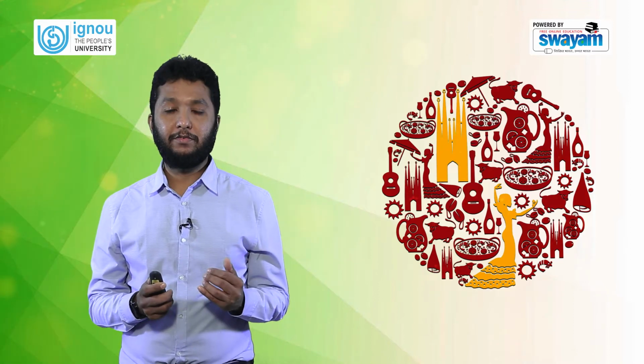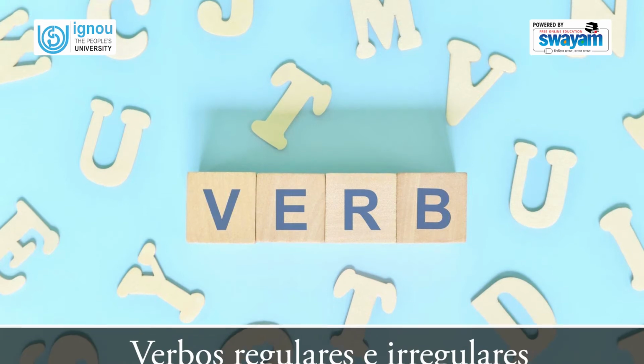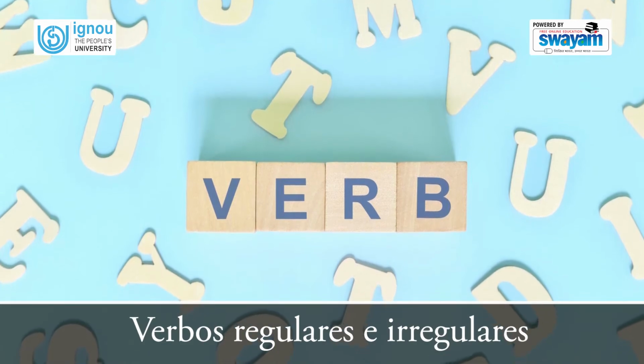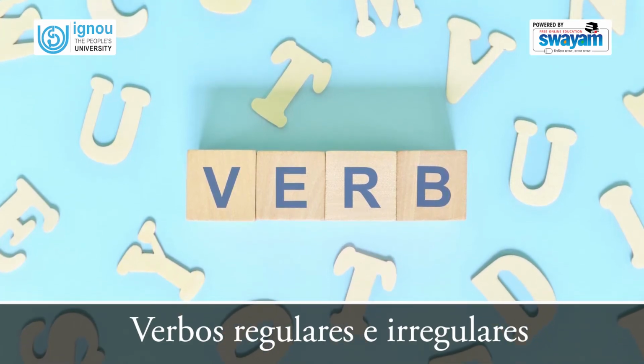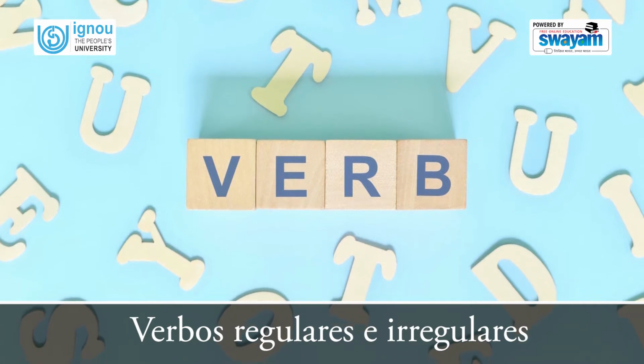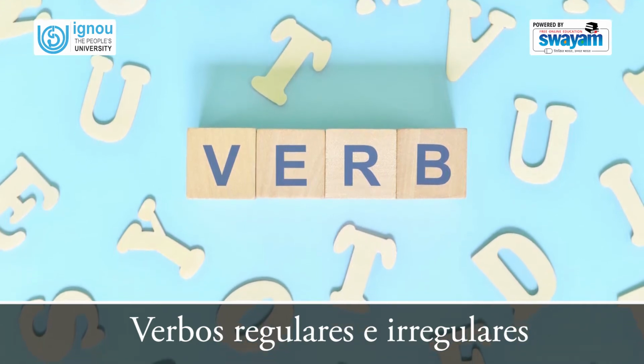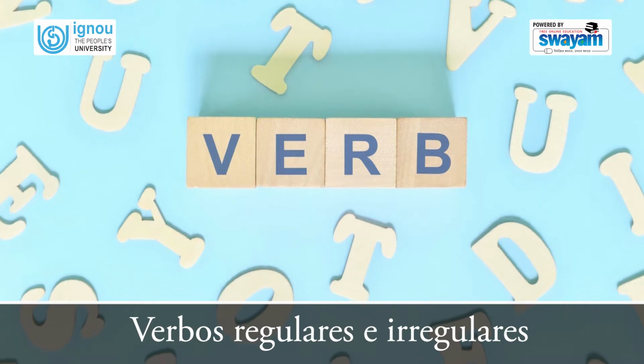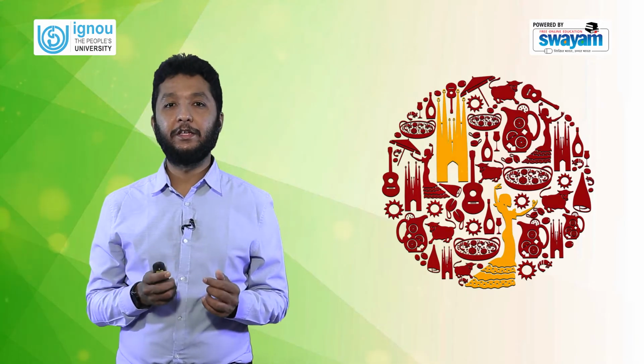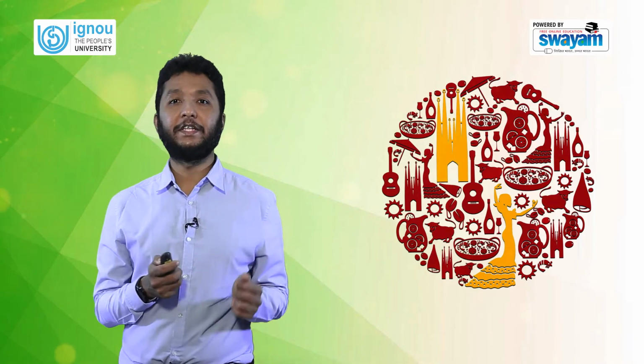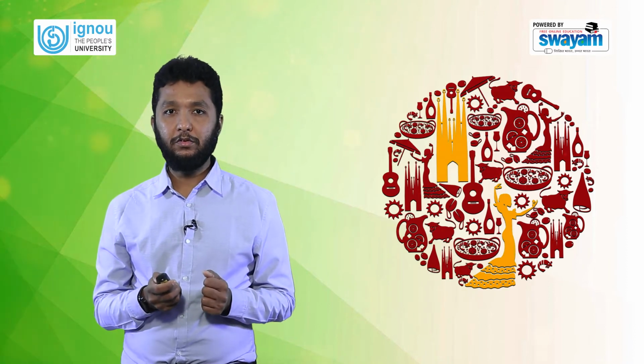In this video, we are going to learn about the conjugation of regular verbs and some irregular verbs in the present tense, which is called presente de indicativo in Spanish. So, let's go.